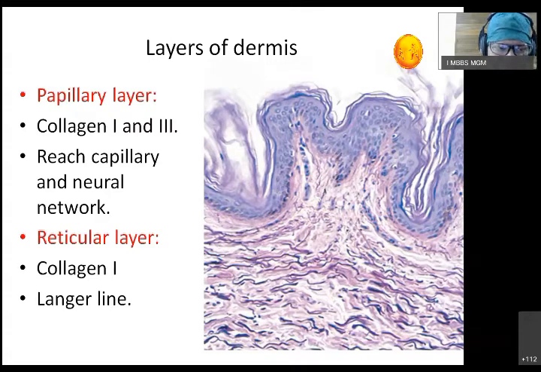It is present in the reticular layer. That is what you have to remember. This is usually asked as an MCQ: Langer's lines are because of the dermis. Which layer of the dermis? It is the reticular layer of the dermis. That is what we have to remember.